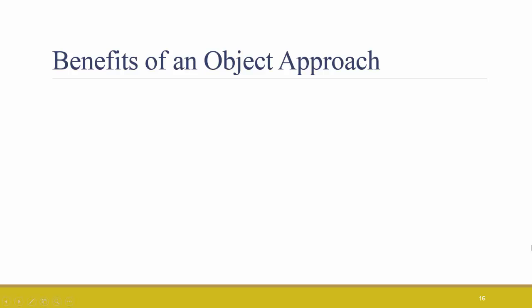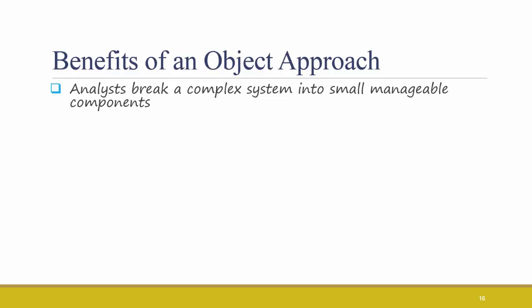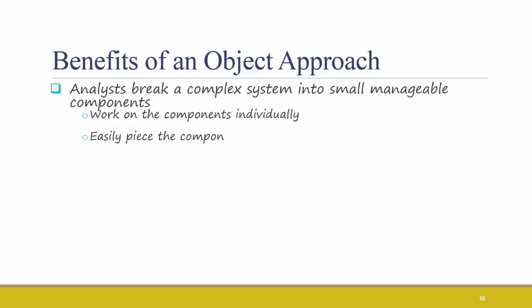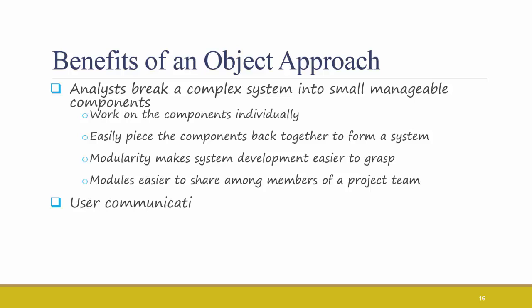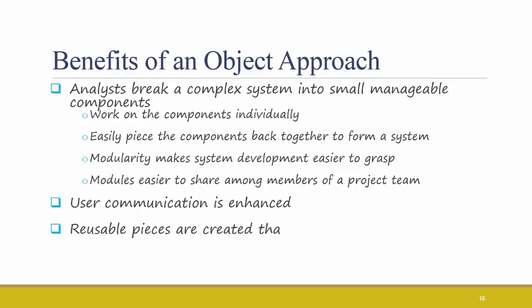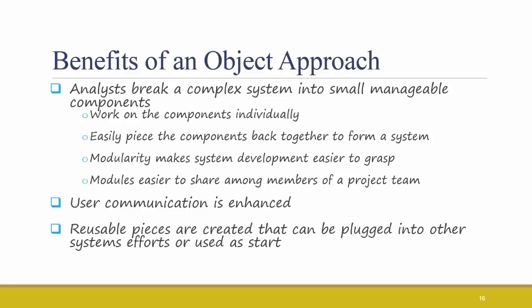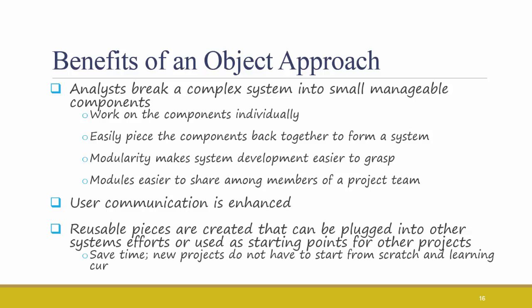There are several benefits to an object-oriented approach. First, analysts can break a complex system into small, manageable components. This allows them to work on the components individually and easily piece the components back together to form a system. The modularity makes system development easier to grasp, and modules are easier to share among members of a project team, which leads to enhanced user communication. Reusable pieces are created that can also be plugged into other systems efforts or used as starting points for other projects. You save time because new projects don't have to start from scratch, and learning curves are not as steep.